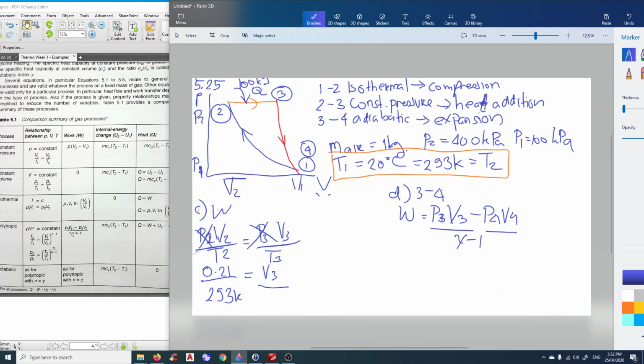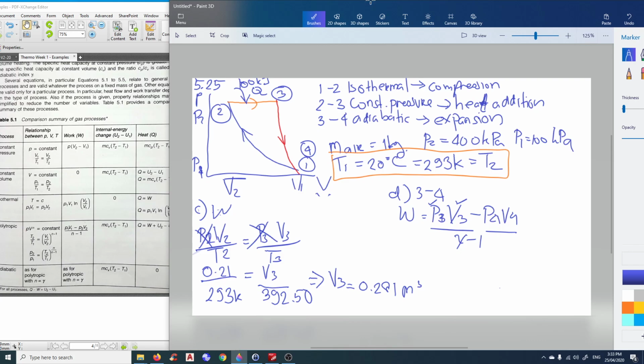To calculate V3, I think the easiest is to take the relationship between 2 and 3, which is constant pressure, which I've done here. So V2 over T2 equals V3 over T3. Now T3, we calculated that before, so I'm just going to put the number 392.5. So solve that, V3 equal to 0.281 cubic meter.